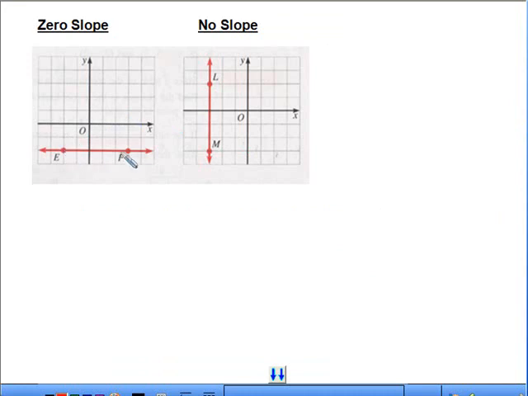Going from left to right here, this is just a flat horizontal line, so there's no change at all. So M is equal to 0. Now this is a vertical line. When it's a vertical line, it's considered no slope, or some books call it undefined. So there's no slope or undefined.